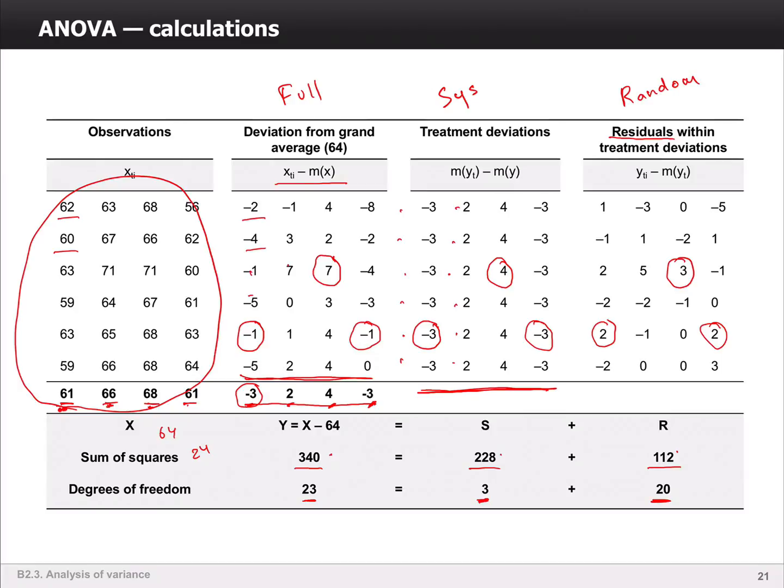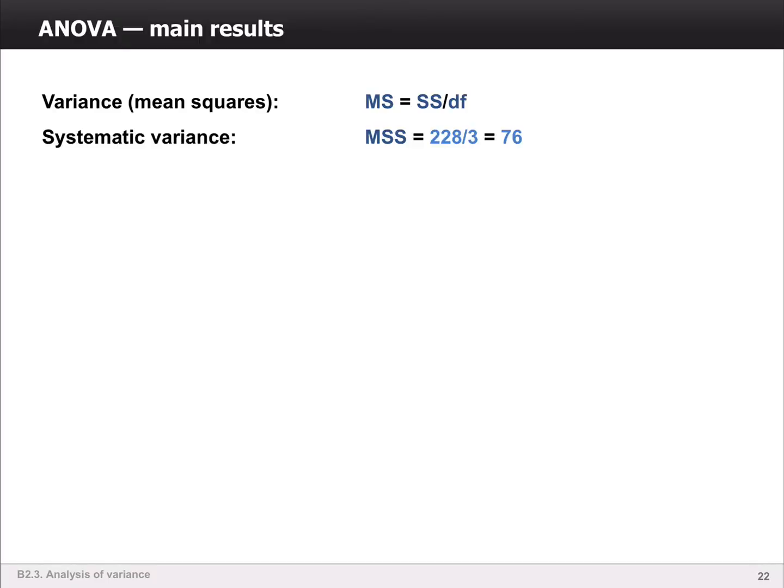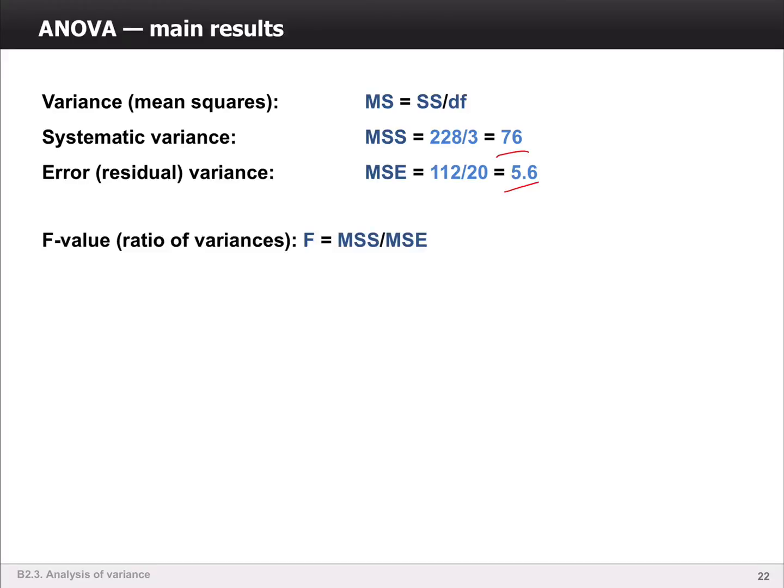Okay. So it's sum of squared values, degrees of freedom. Now if we want to calculate variance, we just take a ratio. So this is how we calculate variance. We take sum of squared values and divide by the degrees of freedom. And then this is the systematic variance. It's 76 seconds. And this is the error variance. It's 5.6 seconds. The ratio between systematic and error variance is the F value. And that's our F value, 13.57.